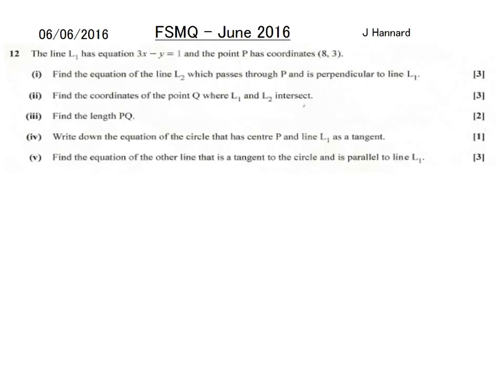Another nice question actually to have. No, question 12. So the line L1 has the equation 3x minus y equals 1, and the point P has the coordinates 8, 3. Find the equation of L2, which passes through P and is perpendicular to L1. So y equals 3x minus 1, just rearranged, so therefore your gradient is 3, and therefore the gradient of the perpendicular line is minus a third.